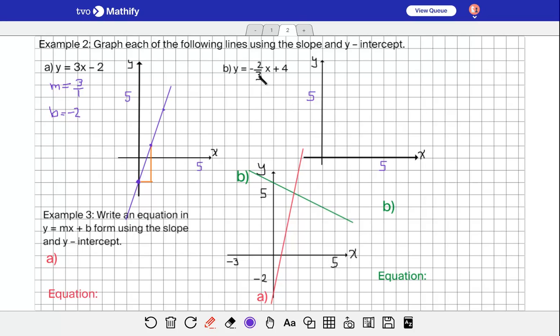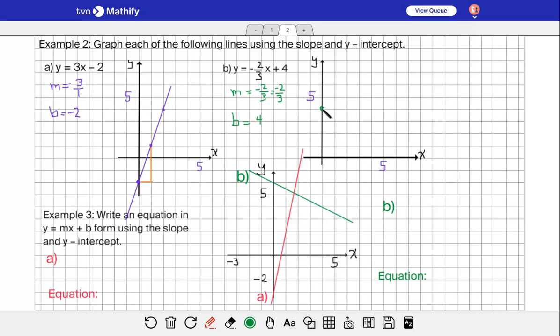Second one here, y equals negative 2/3 x plus 4. In this case, the coefficient of x is a fraction, so I don't need to put that 1 underneath for a denominator. So that's my slope. The y-intercept would be the 4 on the end here. Now, negative 2/3, I can actually think of that as negative 2 over positive 3. And I'll talk about putting the negative in a different spot in a moment here. But we need just this to start with. So the y-intercept is 4.